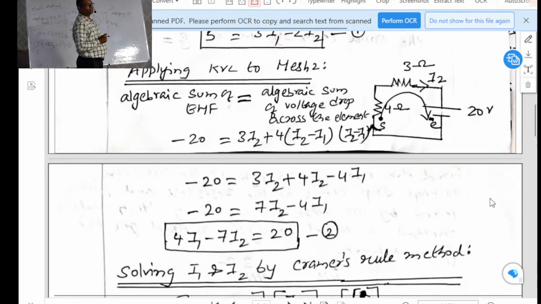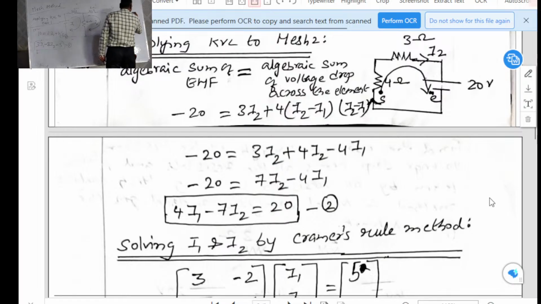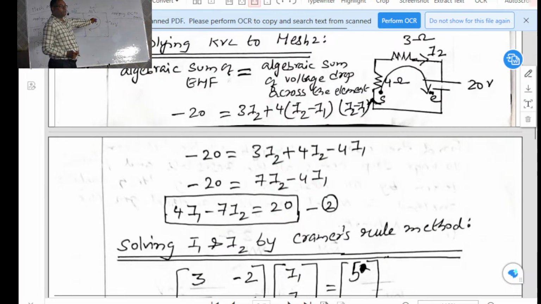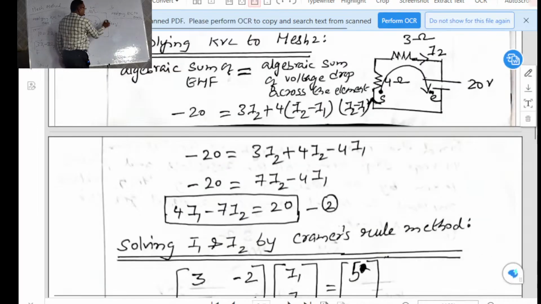Applying KVL to mesh 2. First I go for direct one, then I go for individual. First I will go for direct one. Direct చూద్దాం. ఇది స్టార్టింగ్ అనుకుందాం, ఇలా వెళ్తుంది, ప్లస్ టు మైనస్.